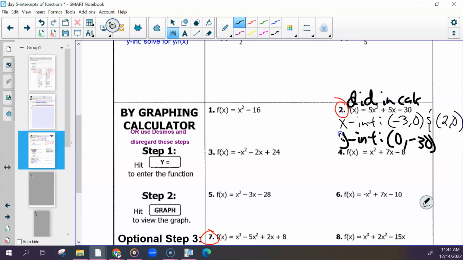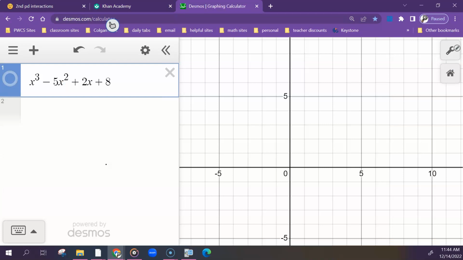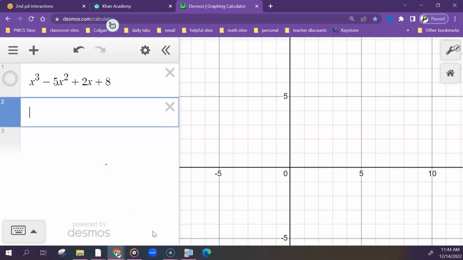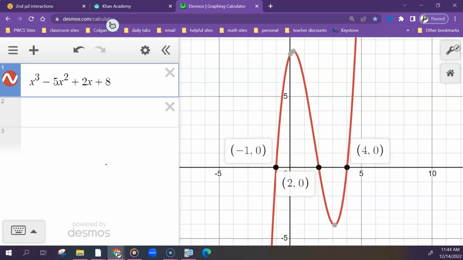Questions on how to find x or y-intercept in the calculator? Number 7, I'm going to do in Desmos. If you have it up already, you can follow along. If not, when you're practicing and want to be able to do this again, just ask me and I can show you. So in Desmos, this is number 7. You would just type it in like normal. It would graph it for you. If you click on it, all of your x and y intercepts will highlight. You just click on those points, it'll tell you what they are.